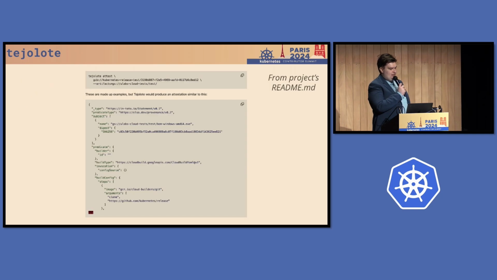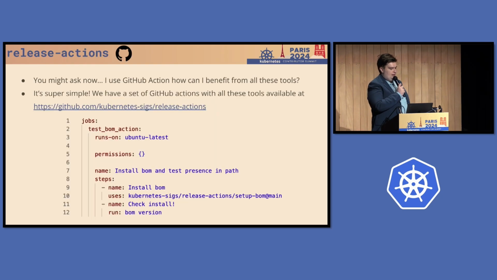And this is from the README. You just provide it. It works with Google Cloud Build and GitHub Actions, and we plan to support Prow at some point. And finally, you might ask now, how do I use this if I don't use Prow, but something like GitHub Actions? We have the Release Actions tool, or action, and it is at this link here. It provides all of these tools that we mentioned to be used in GitHub Actions, and then you can use stuff like BOM as simply as in this screenshot.